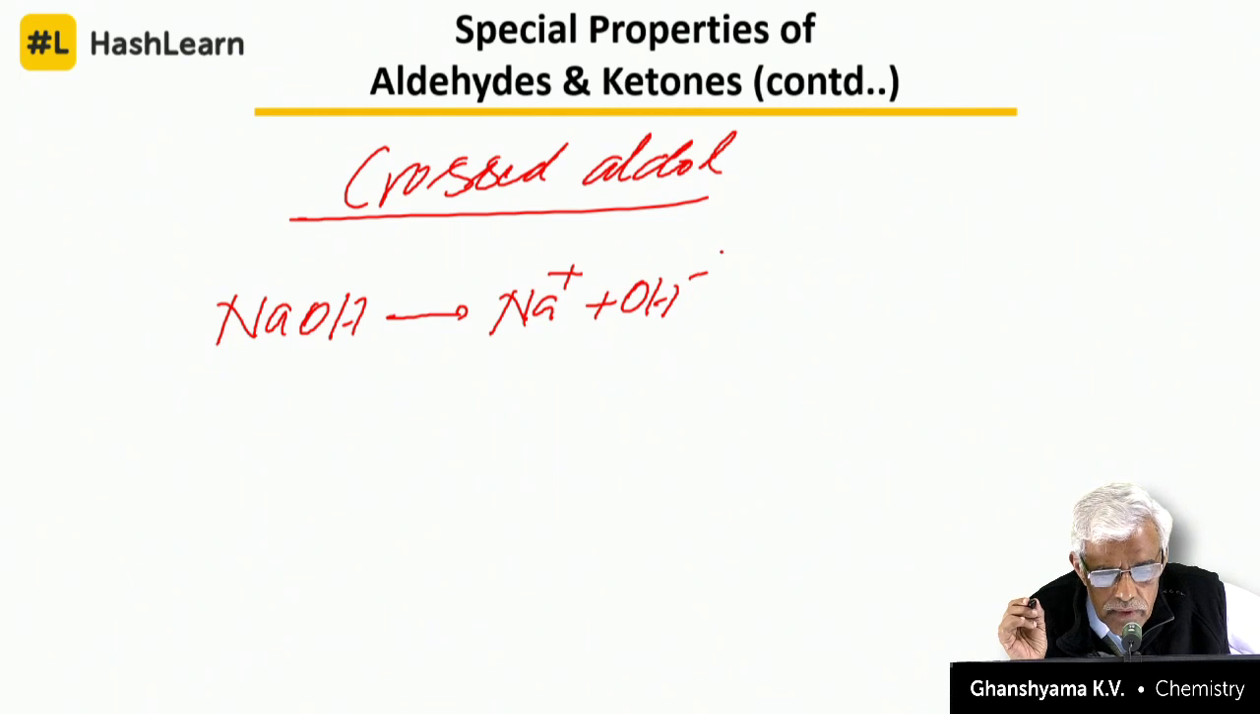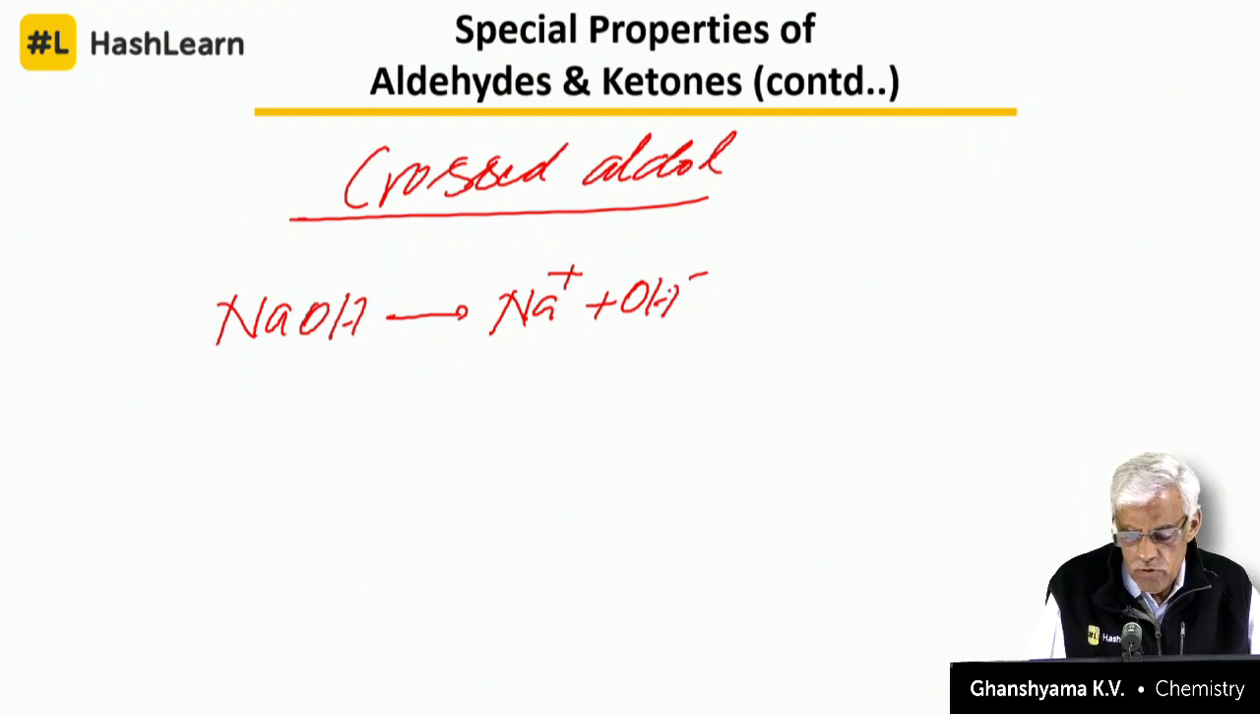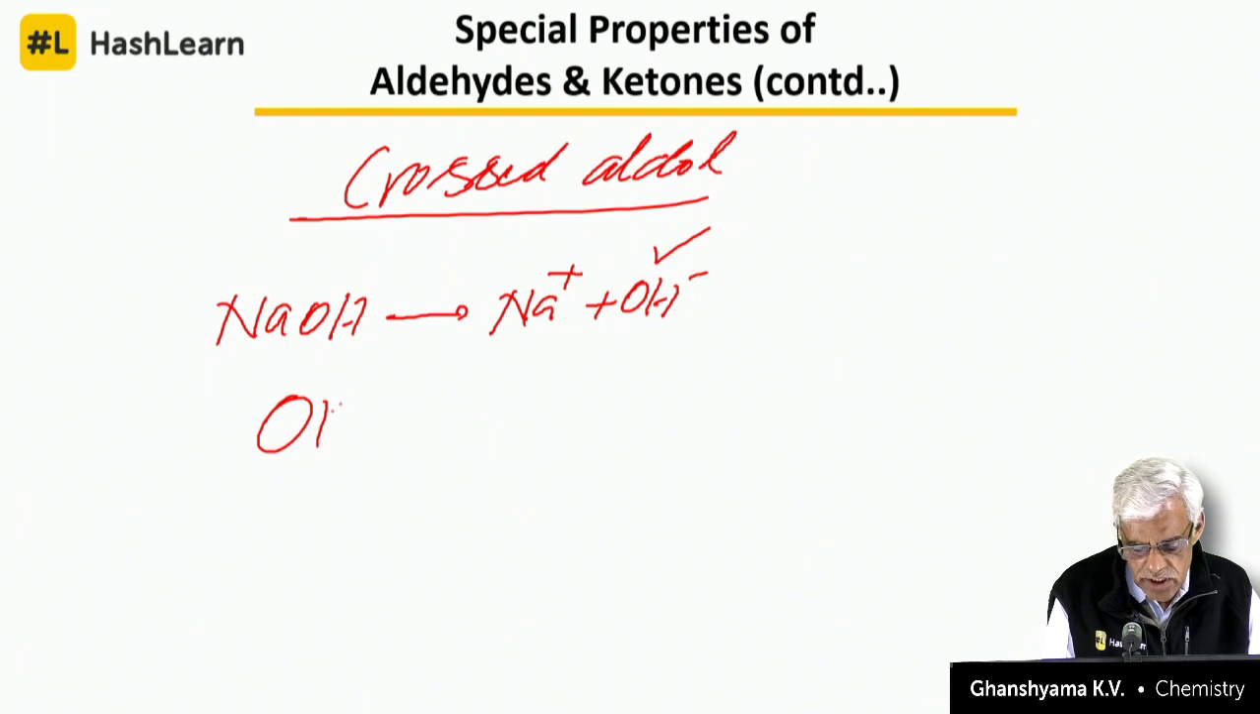Radhika, does Aldol condensation take place in the presence of barium hydroxide also? It can be done, but Radhika, the thing is, it should be very dilute. Barium hydroxide, just like sodium hydroxide, is a very strong base. It should be a very dilute one. If it is a dilute one, Na plus and OH minus, you have the nucleophile OH minus.